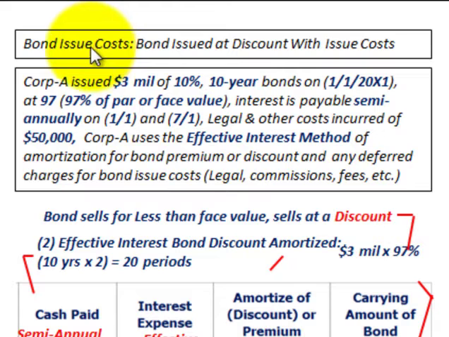What we're going to be looking at here are bond issue costs and how we'd account for them. Now, our example is going to be where this bond is issued at a discount, and it's going to have issue costs with it here.